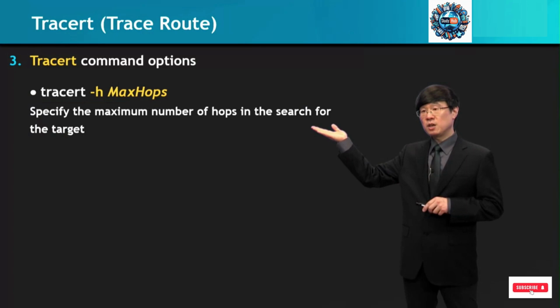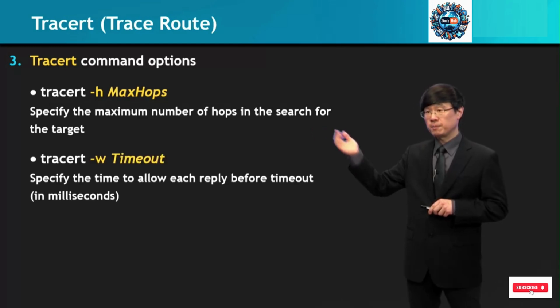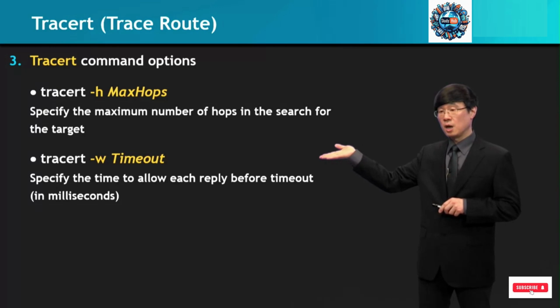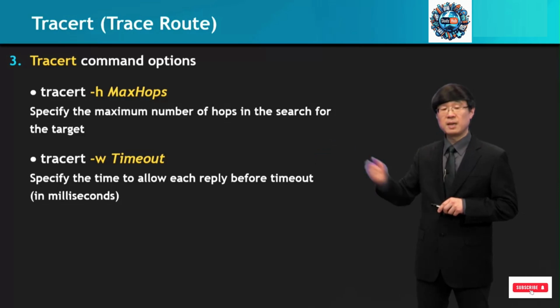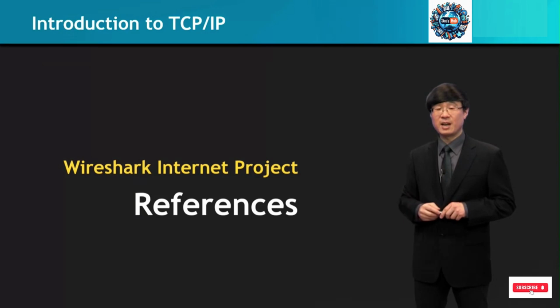There's the -h option, which includes the max hops, and it specifies the maximum number of hops in search for the target. There's also the -w option with timeout, to specify the time to allow each reply before timeout in milliseconds. These are the references that I used, and I recommend them to you.